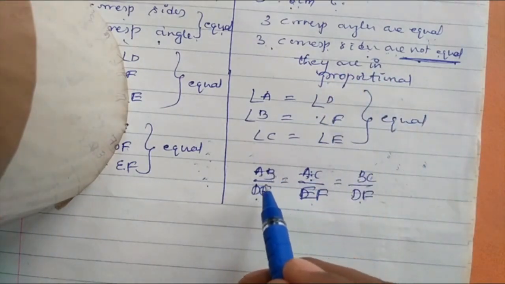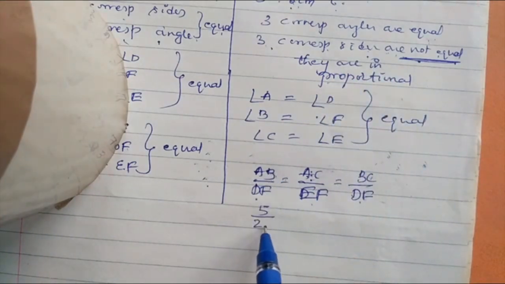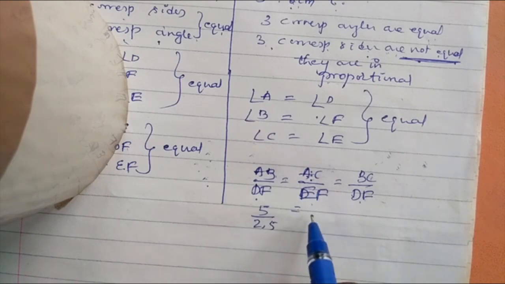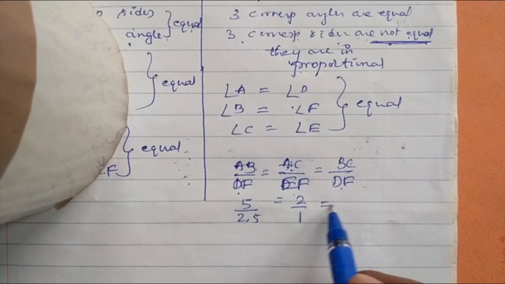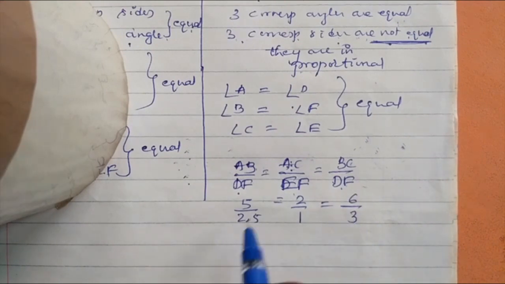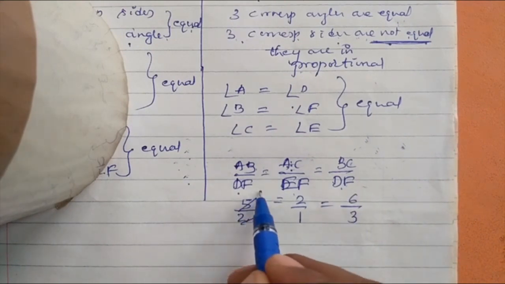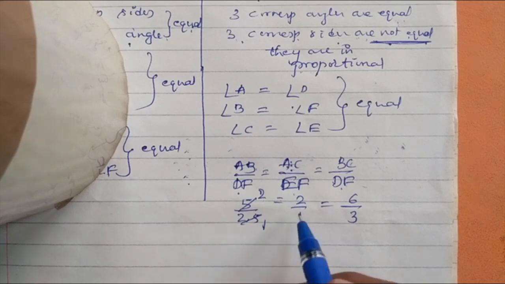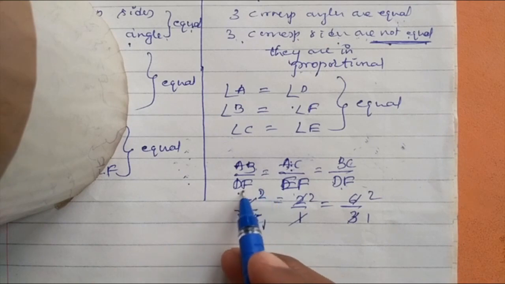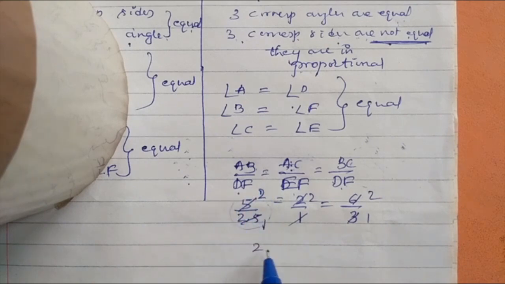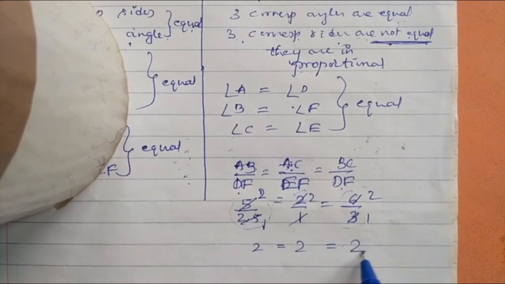So when we take AB as 5, here it is 2.5. AC 2, it is 1. Here 6, it is 3. Finally, what is the answer of this ratio? 2. What is the answer of the second ratio? 2. The third ratio also 2.